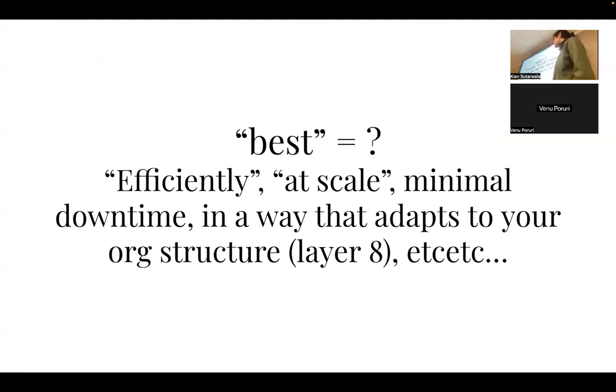And best has an asterisk because best means many different things, like efficiently, but what does efficiently mean? Like at scale, what does that mean? Something more concrete is minimal downtime. I want my app to always be available.